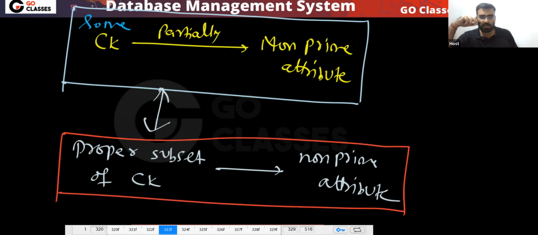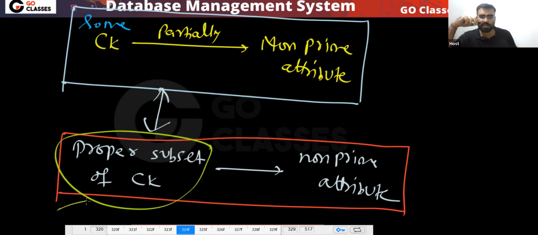Now again, what about this one? Just look at this proper subset of candidate key. Is it a super key? This is not a super key, correct? A non-super key is determining a non-prime attribute.